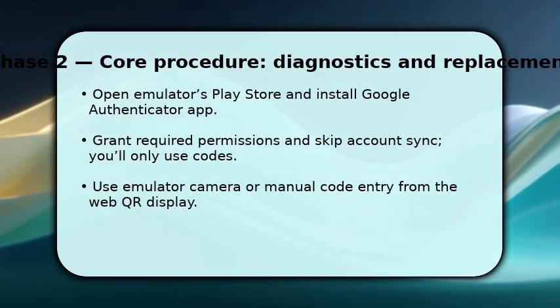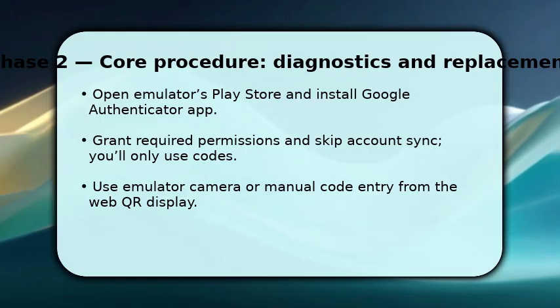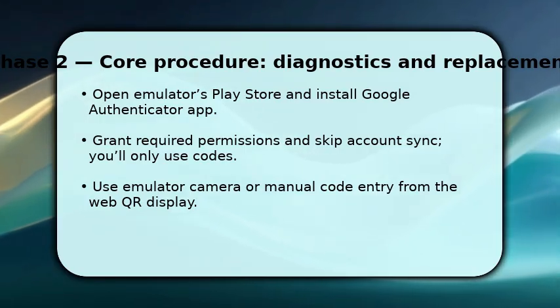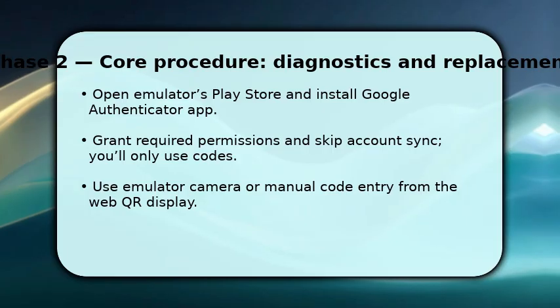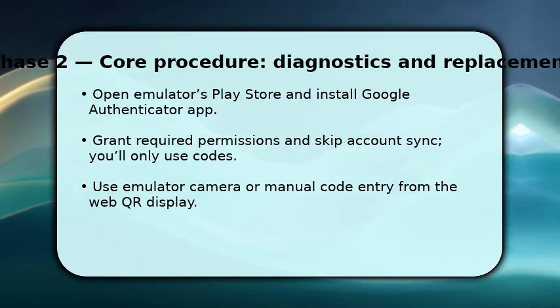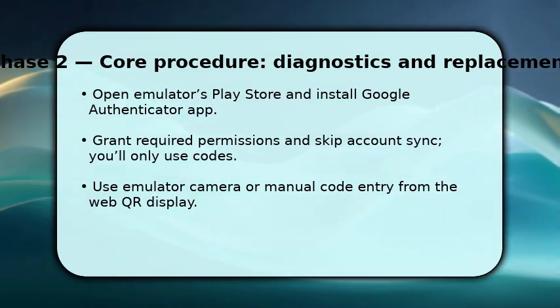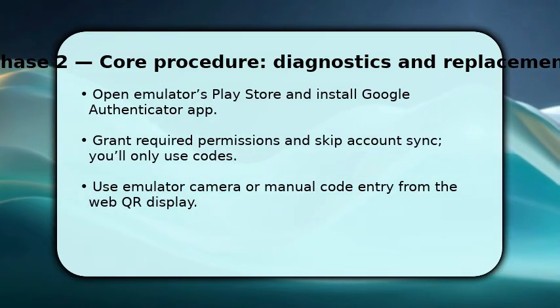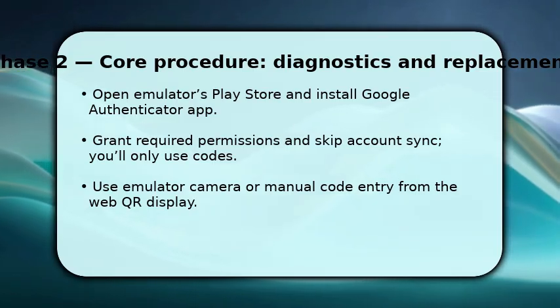You'll install Google Authenticator inside the emulator from the Play Store and open it. After accepting permissions, choose to add an account. Point the emulator's camera at the QR code on your PC browser or select manual entry and type the secret key shown on the web page.